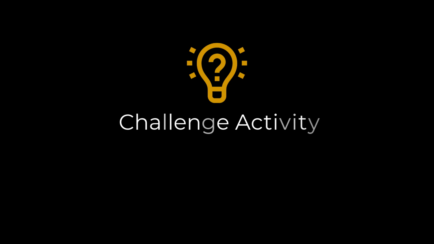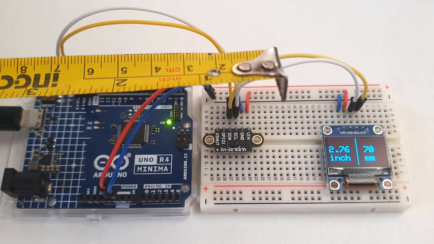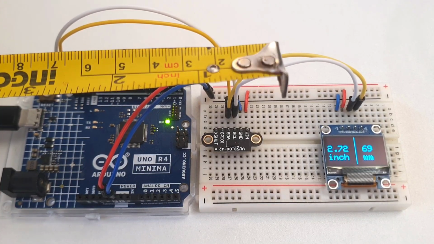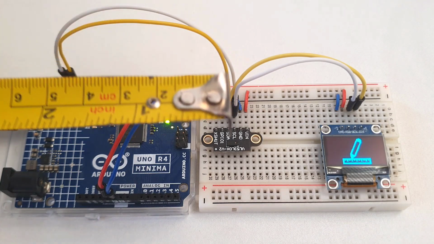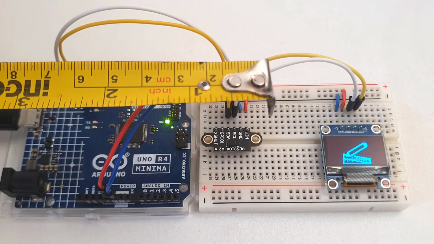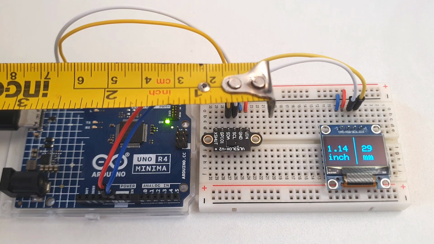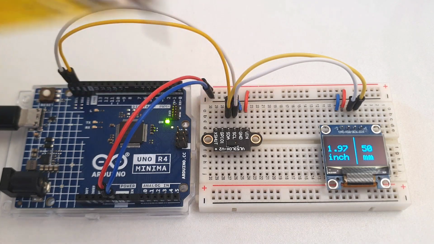For your challenge activity, try to modify the program to display the distance readings in both millimeters and inches on the OLED. Also, add an animation of your choice when the object is out of range, instead of displaying the text "object out of range." If you forgot how to create an animation, please refer back to lesson 15 where we covered it in detail. Share your progress in the comments below and don't hesitate to ask questions if you need help.